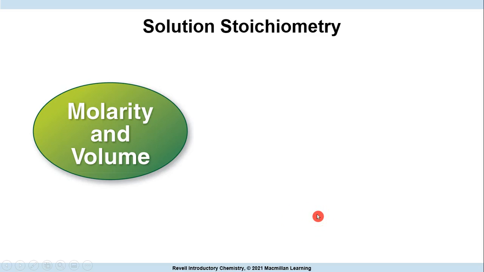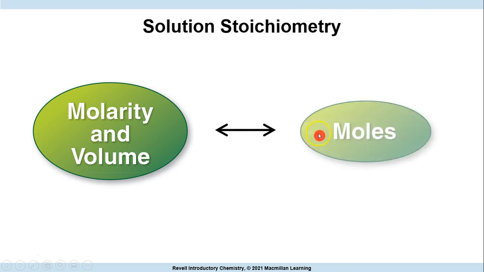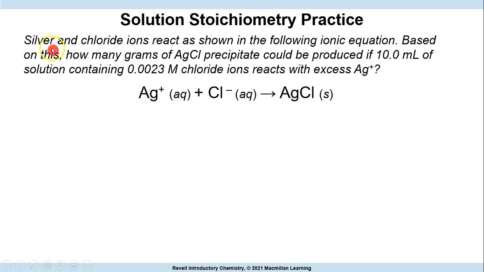So let's look at stoichiometry in solution. We've seen molarity, we've seen the volume, and we've seen the moles. As we saw in chapter 6, we can convert between molarity, volume, and the moles. So we are going to be looking at examples here. The first example, silver and chloride ions react as shown in the following ionic equation. Based on this, how many grams of silver chloride precipitate could be produced if 10.0 milliliters of solution containing 0.0023 molar chloride ions reacts with excess silver?